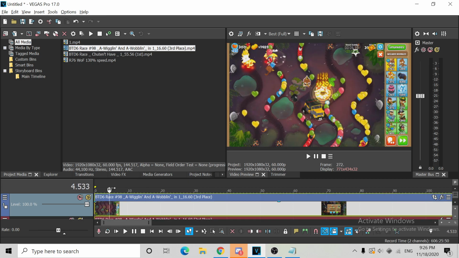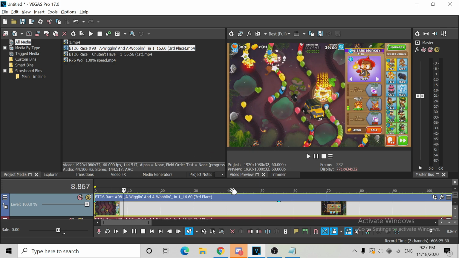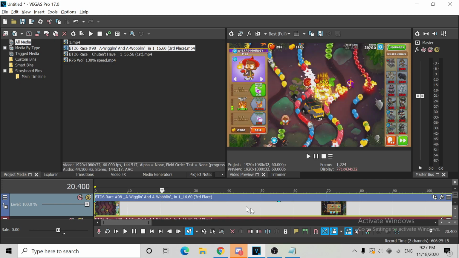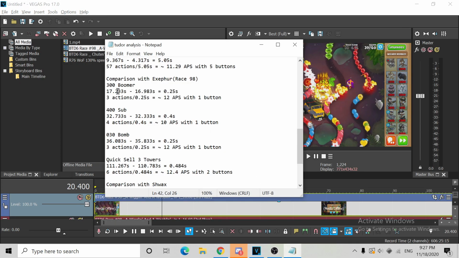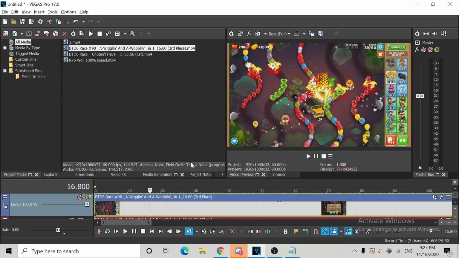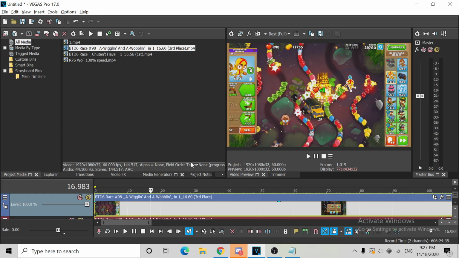So Xephr's video actually didn't have input overlay, so the values here might not be as accurate. As I talked about earlier, BTE6 isn't very good at taking inputs, so there might be some inaccuracy here. So when I took his 300 Boomer upgrade, it started around 16.983 seconds. So let's take a look at that. So 16.983, as you can see here, he upgraded his Boomer for the first time.